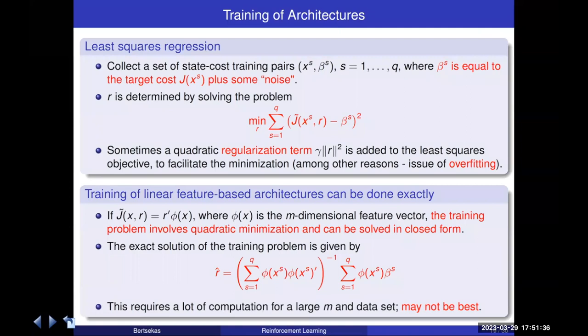So if M is large and Q is large, it may not be the best, in which case you don't try to take advantage of the linearity of the architecture. This is the same thing that you would do for a nonlinear architecture, which is to use gradient type methods for the most part.